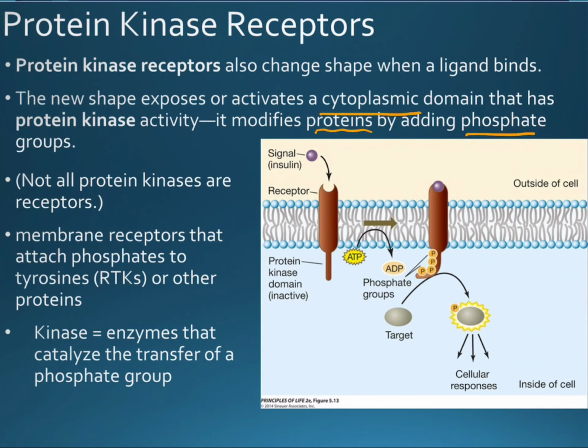So not all protein kinases are actually receptors. So that's just like a little side fact, okay? Membrane receptors that attach phosphates to tyrosines or other proteins. So kinase is an enzyme that catalyzes the transfer of a phosphate group.